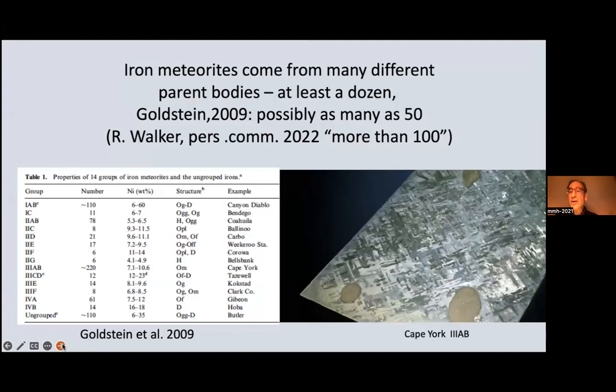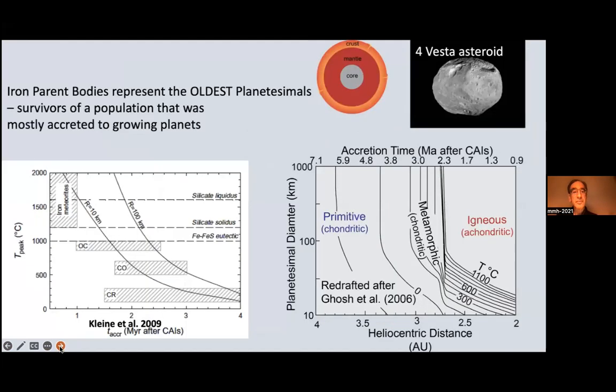Our collections of iron meteorites represent a large number of original parent bodies, possibly as many as 50. Rich Walker earlier this year told me that he thinks it's more than 100. So we have samples potentially of many candidate planetesimals from early in our solar system. Also, iron meteorites are amongst the oldest objects that we have in our solar system. When we determine when the iron meteorite parent bodies separated from the solar nebula, we get ages that are older than all of the chondrites.